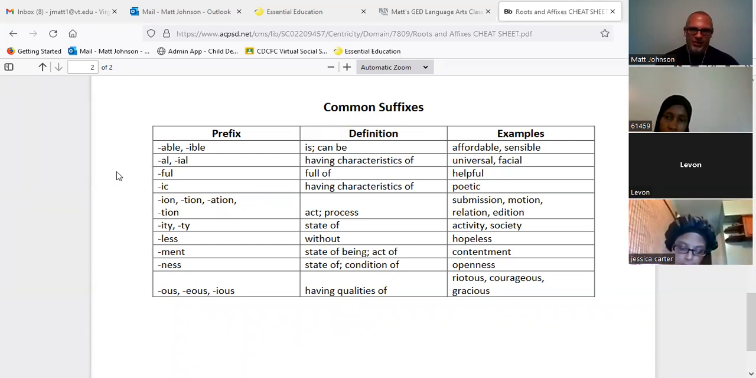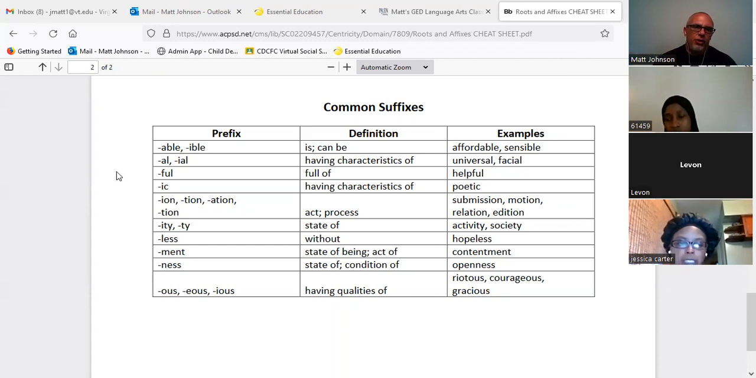Less, right, is the exact opposite of full. So that is meaning without. Hopeless, bottomless, relentless, limitless, right? Lacking limits, limitless; relentless, lacking relent. And then ment, the state of being or act of. So contentment, containment, right? If you're containing something, that's a state of containment. And then ness, right, is a state or condition of. So openness, graciousness, blindness, right? That's a state of being blind.